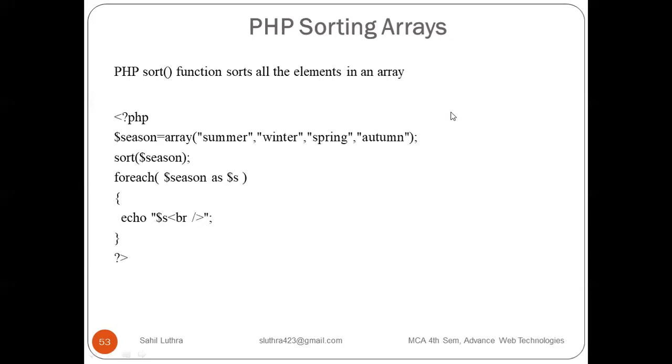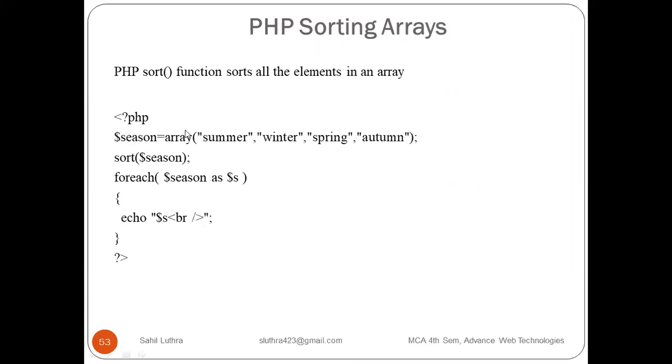For arrays we use the array function, and for sorting we use the sort function, which sorts all the elements in the array. Whenever we use the sort function, it means we are going to sort all the elements contained in our array. So this is the code which we are using to sort the array. The first line is less than question mark PHP. After that, $season. Here we are declaring a variable; the name of the variable is season.